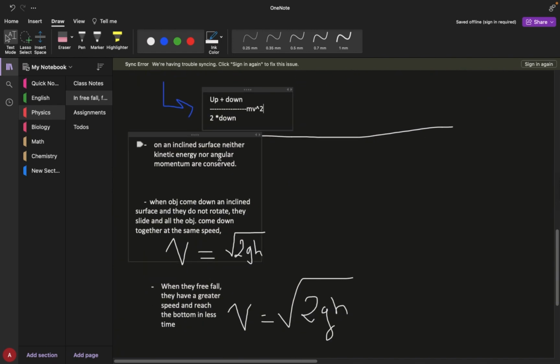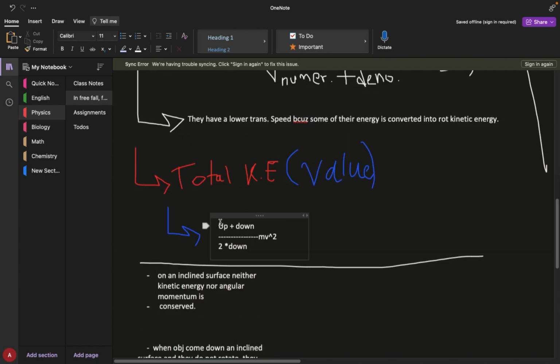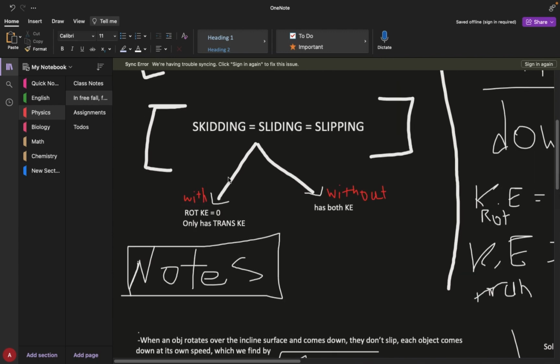Okay, guys, on an inclined surface, neither kinetic energy nor angular momentum is conserved. Where I stopped. So, guys, for this note, it says that when objects come down an inclined surface, they do not rotate, they slide. And all the objects come down together at the same speed. By the way, let me just go back one sec. I told you they do not rotate, and they said they slide.